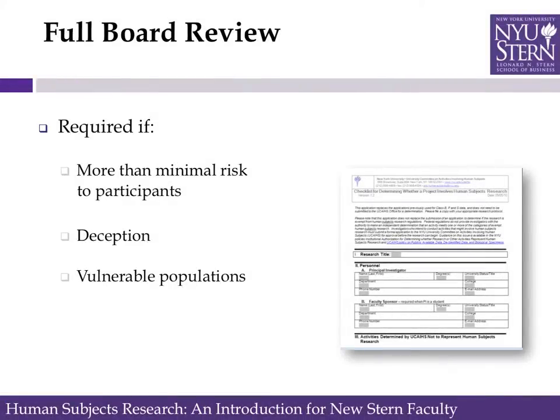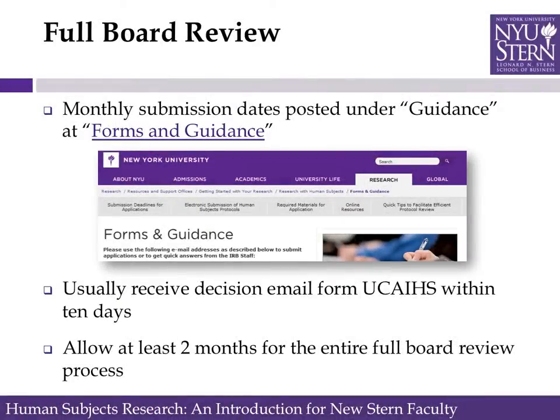The third category is full board review. If your research involves more than minimal risk to participants, if it involves some sort of deception, if it involves vulnerable populations such as prisoners, children, etc., then you'll be required to go for full board review. Generally, the board meets about once a month to review these kinds of applications. And if you go to Forms and Guidance on the website, you can get more information about how to apply and when the meeting days are.